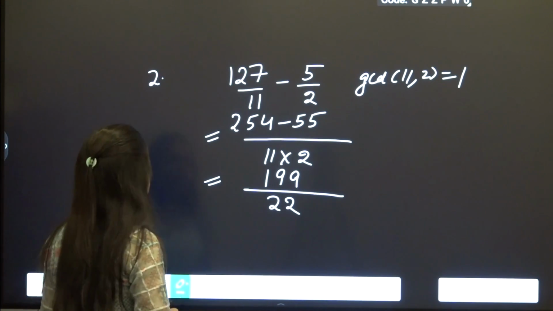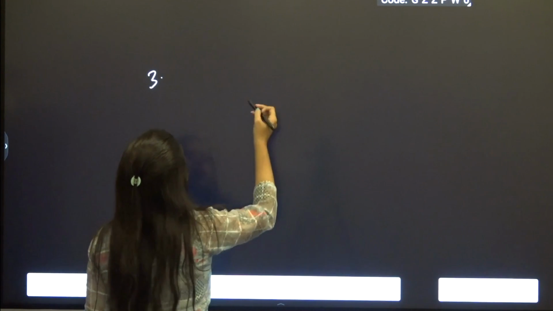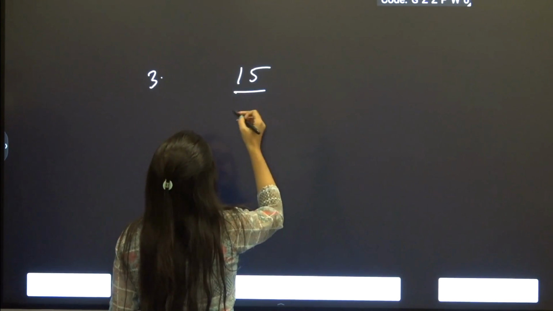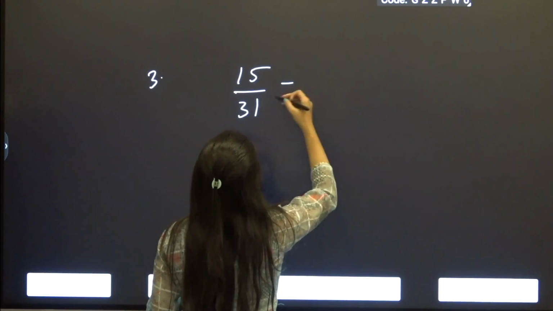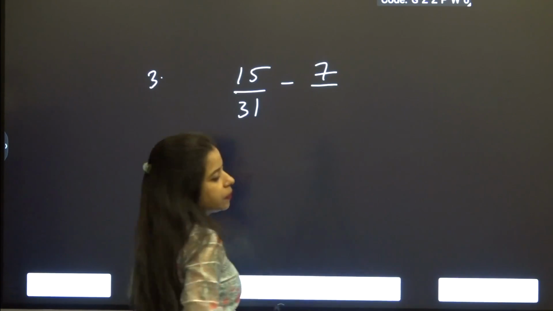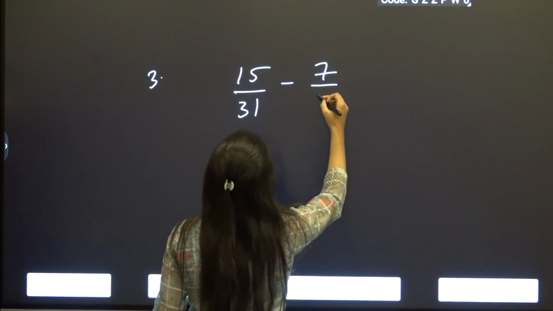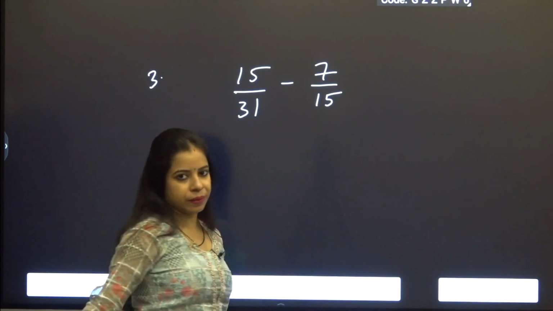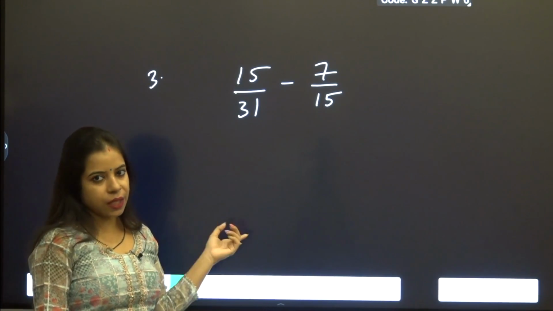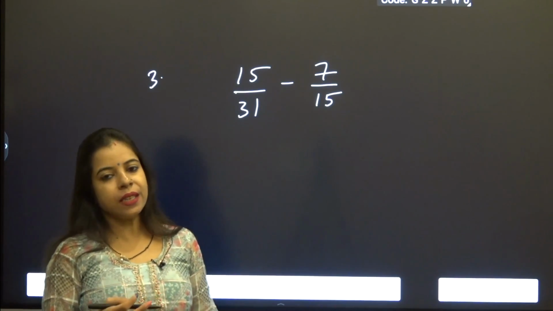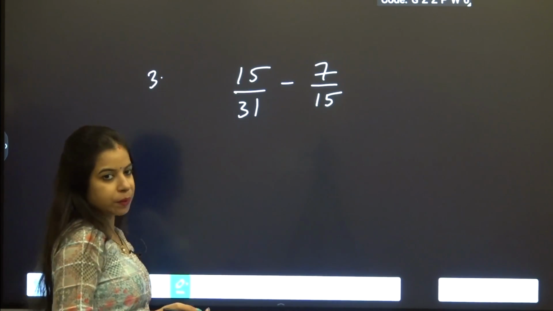Okay. Next, let us take another example. Say 15 by 31 minus 7 by, let's say, 15. Again we can see that the denominators are 15 and 31 and there is no common divisor of 15 and 31 other than 1. So both of them are co-prime numbers.